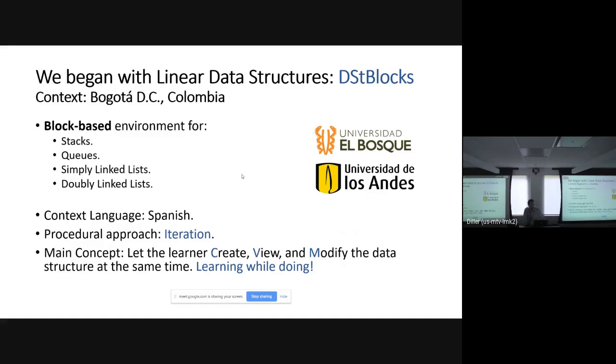The language of the context was Spanish. It was addressed to students at El Bosque University and also at Los Andes University, both in Bogotá, Colombia. The main concept was to let the student create, view, and modify the data structure at the same time, using a block-based approach.